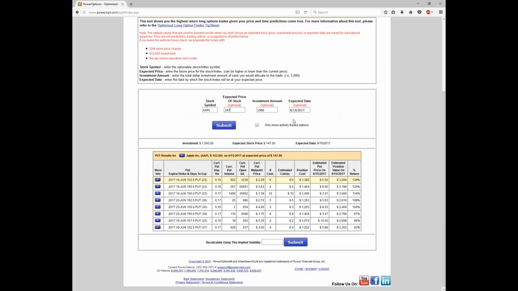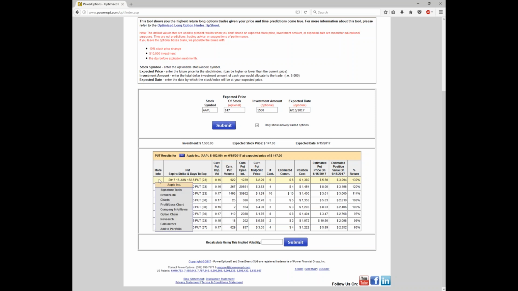So if I thought it was going to drop down by June 15th, I'd get about a 139% return with the at the money, slightly in the money actually, the at the money June 152.5 put with Apple right around 153. That would give us the best yield on the position.